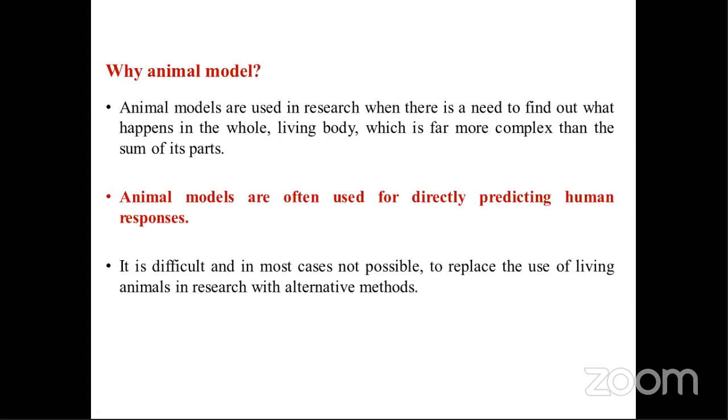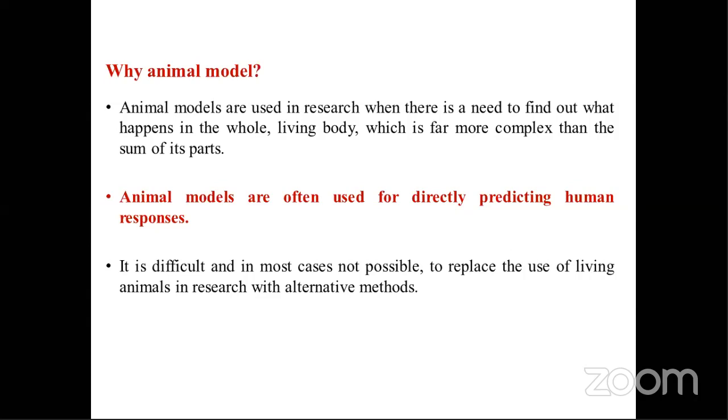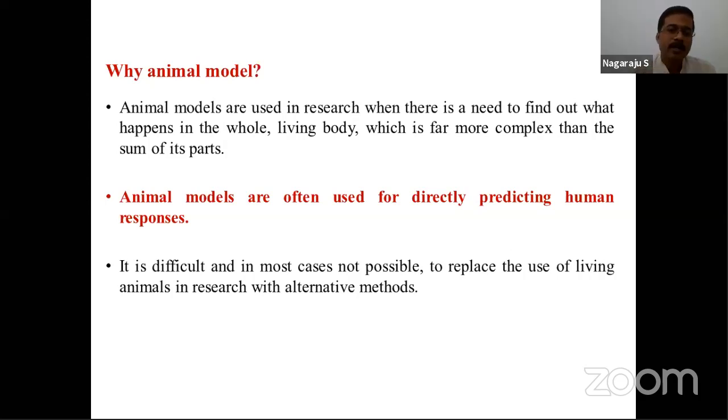Then the question arises, why do we want to use the animal model for our study purpose? Animal models are used in research when there is a need to find out what happens in the whole. If I use a tissue culture or isolated organ systems, I will know only what happens to that specific tissue or those specific cells when I use different stimulants. But I will not know the integrated effect of these components.